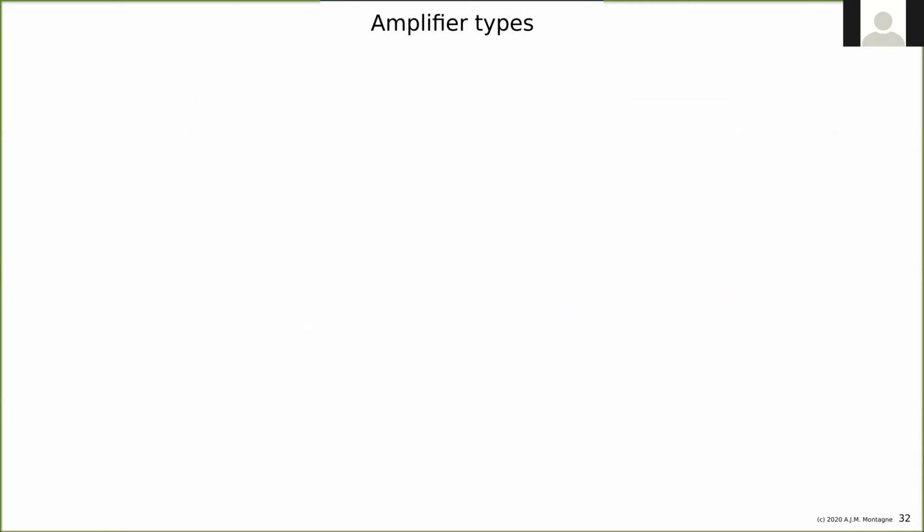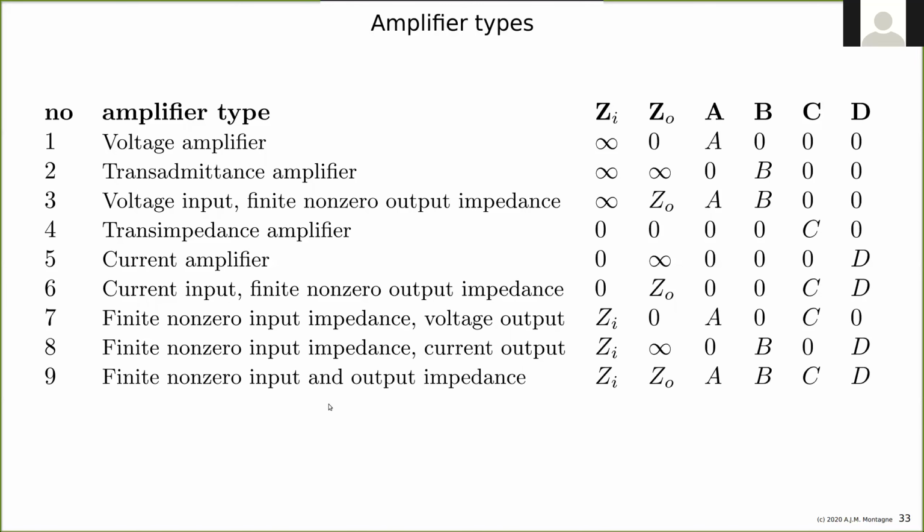So now we can put it all together, all the knowledge that we have from the modeling of amplifiers and the types of amplifiers. And here they are. The voltage amplifier: we want to have infinite input impedance, 0 output impedance, and we have the conclusion that A must be finite, and B, C, and D must be 0. And here you find them all, 9 of them.